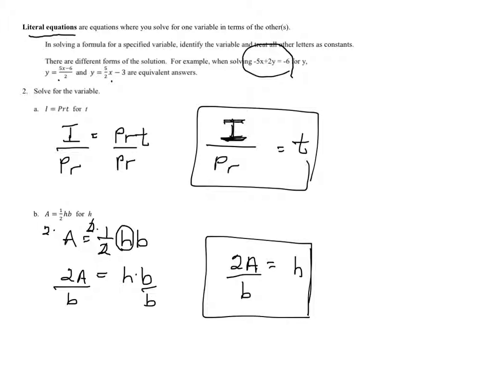And again, right now, as it stands, it's not really technically a linear equation, but it is a literal equation. So if I know the area of that triangle and the base of the triangle, I can solve for the height. In part A, if I know the interest, the principal, and the rate, I can figure out how long it's going to take me to save that. Let's move on to the next slide.